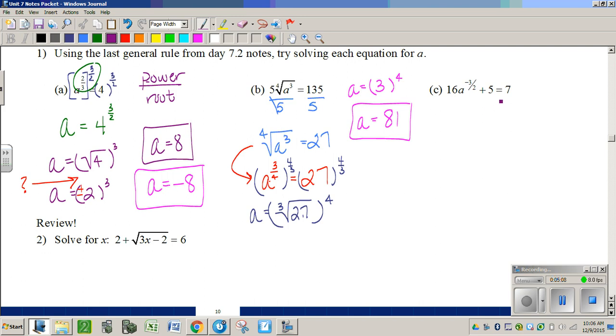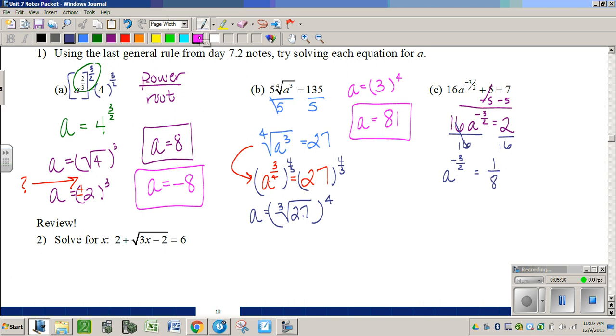All right, C, we're going to subtract 5 from both sides here because we've got to isolate our variable. So we got 16a raised to the negative 3 halves. Yes, I will deal with that negative in just a minute. 7 minus 5, so that's going to give us 2. All right, now we have to divide both sides by 16. So now I have a raised to the negative 3 halves equals, let's reduce 2/16 while we're at it. So let's just make that 1/8.